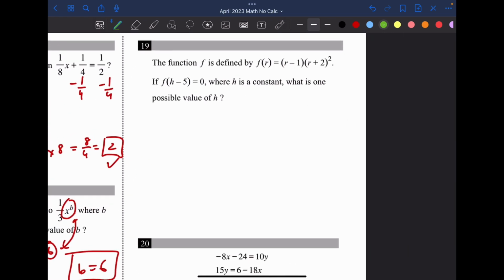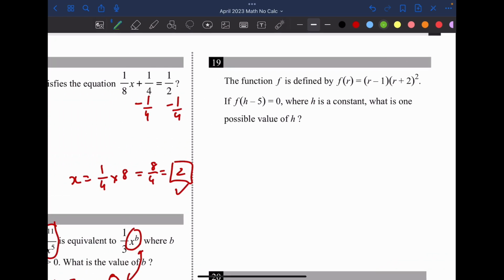Question number 19, second last question. The function f is defined by this.